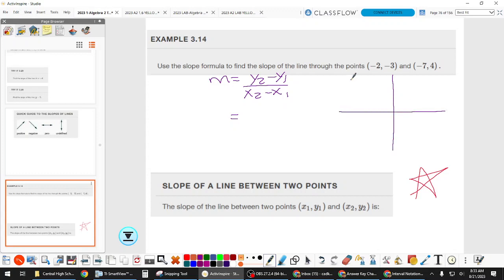If you graph these, -7, 4 would be somewhere over here, and -2, -3 would be somewhere down here. So left to right, which point is actually first? -7, 4. The second point that we're given. Does that matter? It doesn't, as long as you're careful. So he's going to call it 4 - -3 and -7 - -2. Okay, this is where I was talking about being careful with subtraction. What is 4 - -3? It's 7, and what is -7 - -2?